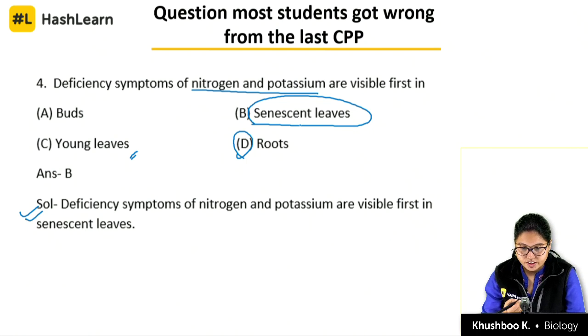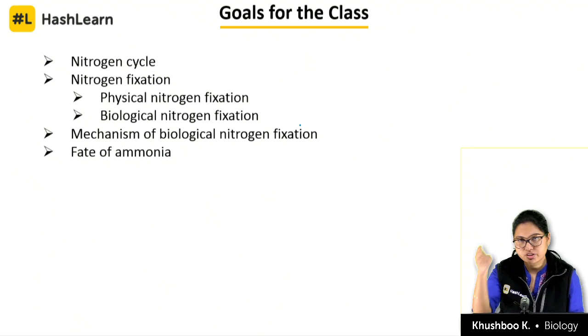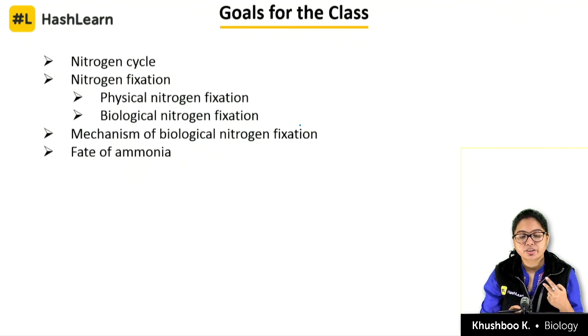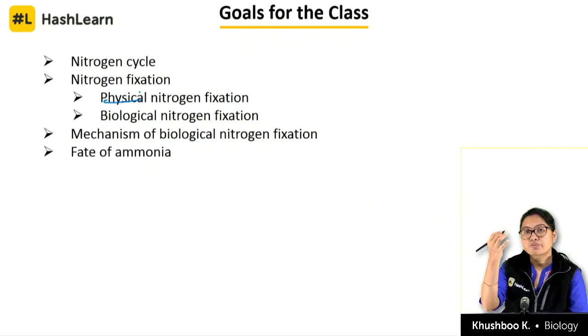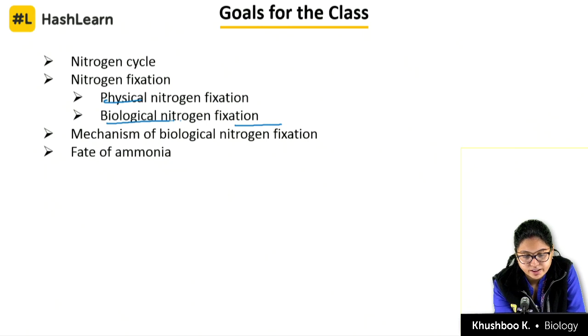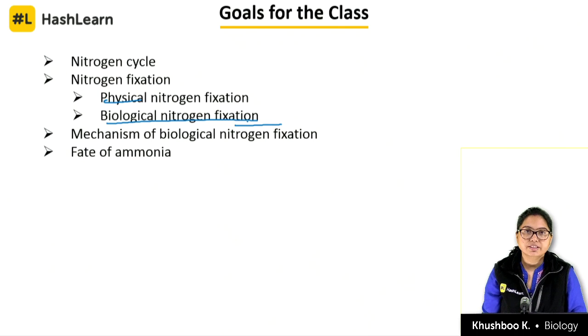And now on your screen will come today's goal. So what we are going to discuss today. Today our main aim will be nitrogen metabolism, and what we are going to discuss in that is the nitrogen cycle, like how nitrogen is regulated from our atmosphere to soil and back to the atmosphere, and then nitrogen fixation. There are two types by which atmospheric nitrogen can be fixed, that is physical and biological. And then we will be discussing the mechanism of biological nitrogen fixation. This will be dealt with in detail, and also what will happen to the ammonia which is formed as a result of biological nitrogen fixation.